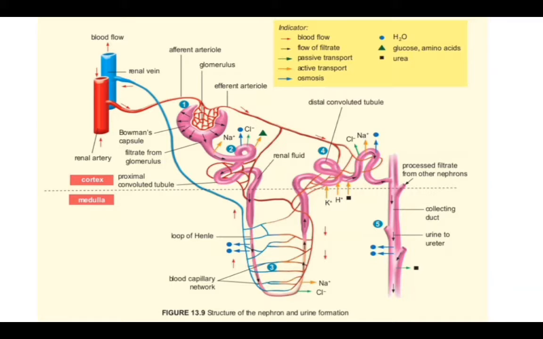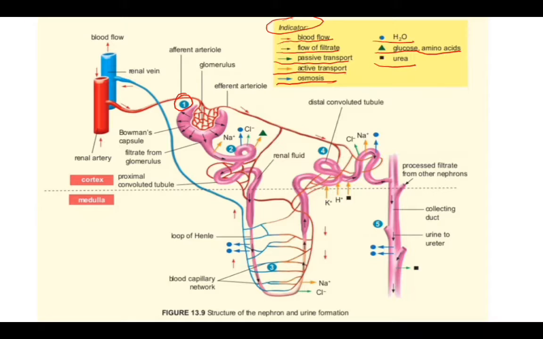So this is the structure of a nephron and urine formation. So we look at this indicator first. Indicator, this is the arrow for blood flow. Okay, this one is the flow of the filtrate. Green arrow is passive transport, yellow is active transport, blue is osmosis. And this is water, this is glucose and amino acid, and this is urea. Okay, so the first step, ultrafiltration in Bowman's capsule.